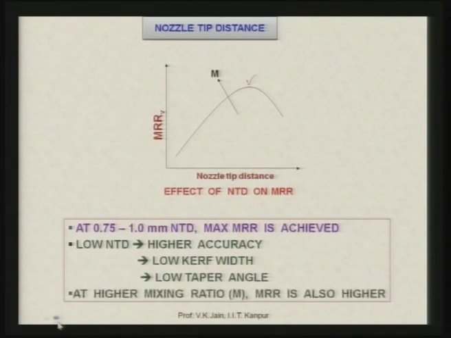At higher mixing ratio, M being the mixing ratio, material removal rate is also higher. When the nozzle tip distance is very high, material removal rate starts decreasing, because at very high nozzle tip distance, the velocity of the abrasive particles, as I mentioned earlier, keeps decreasing because of the losses in the air, and that is why material removal rate starts decreasing beyond the optimum value.